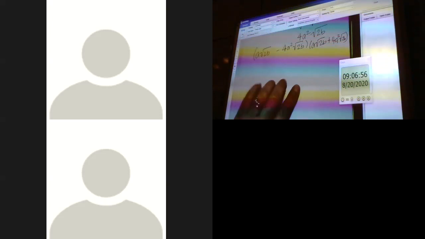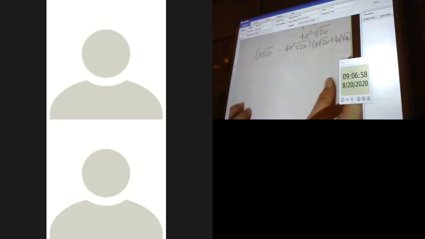You can. So that's the first piece. And the second piece is what? Because we got to have our additional one. A times the square root of 2b plus 4a squared times the square root of 2b. And now you can factor out the 2b. So when we factor out the 2b, what's left in the first parentheses?